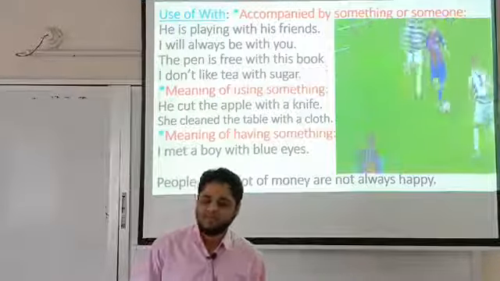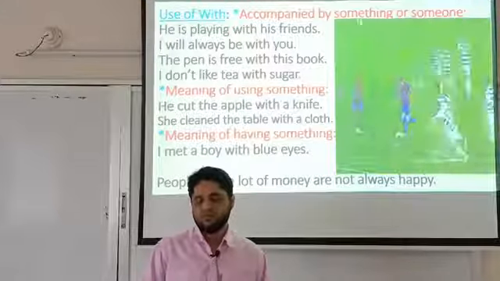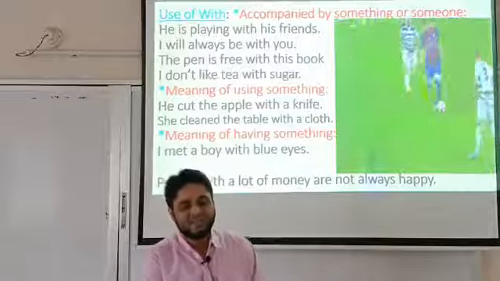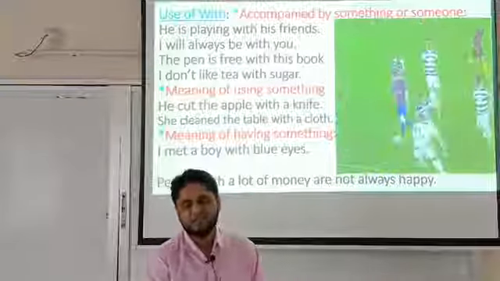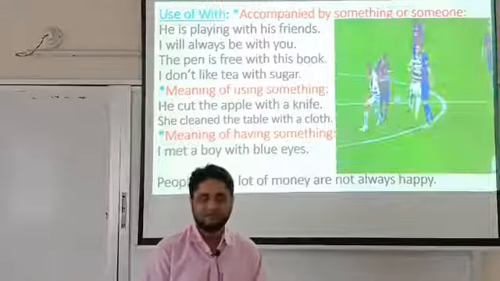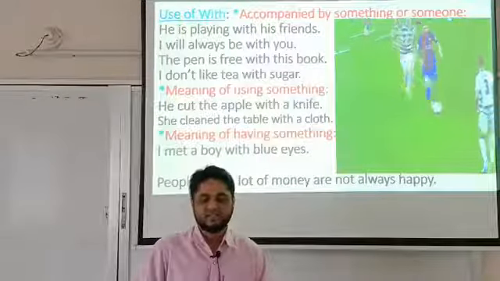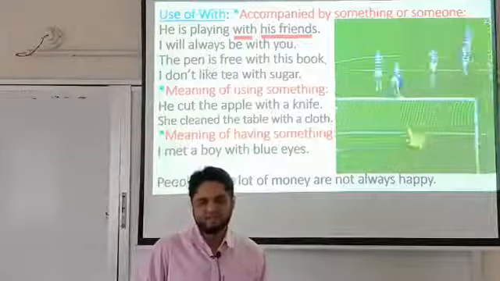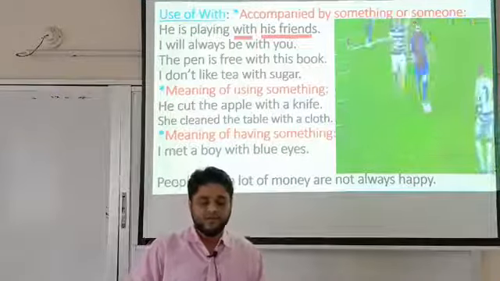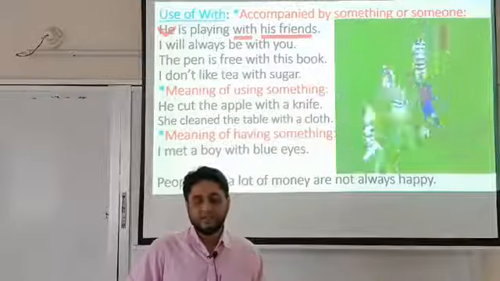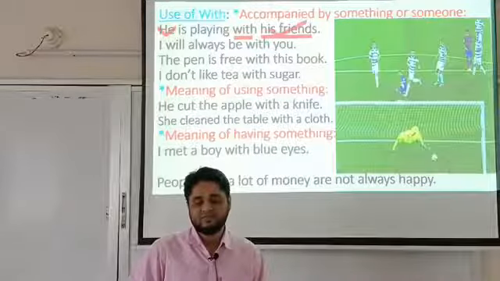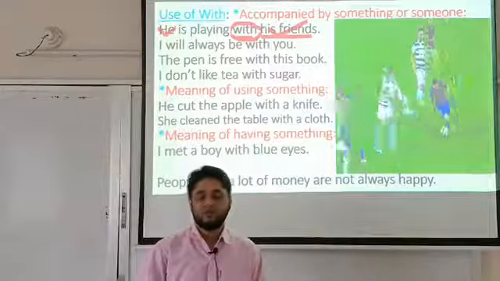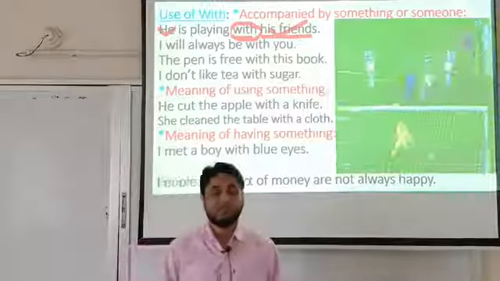Here the preposition is "with", meaning accompanied by something or someone. We should use "with" whenever someone is accompanied by something or someone. He is playing with his friends. With whom? That means accompanied by. With his friends. So here he is the subject, playing accompanied by his friends. That's why we should use "with" before something or someone who accompanies.